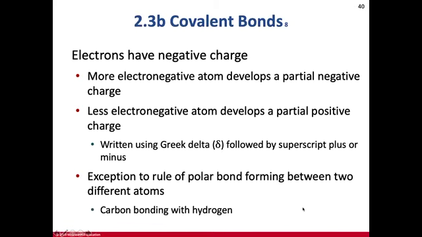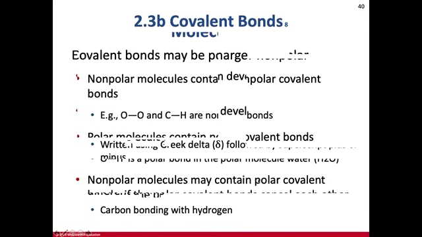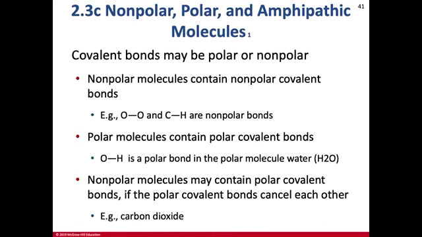So the more electronegative atom pulls the electrons in a covalent bond towards it, and the less electronegative atom tends to spend less time with the electrons, and so it gets a partial positive charge, okay? We use the Greek letter delta to indicate that, okay? And the result is that that region of the molecule is going to be more likely to interact with things that are similar chemically, okay?